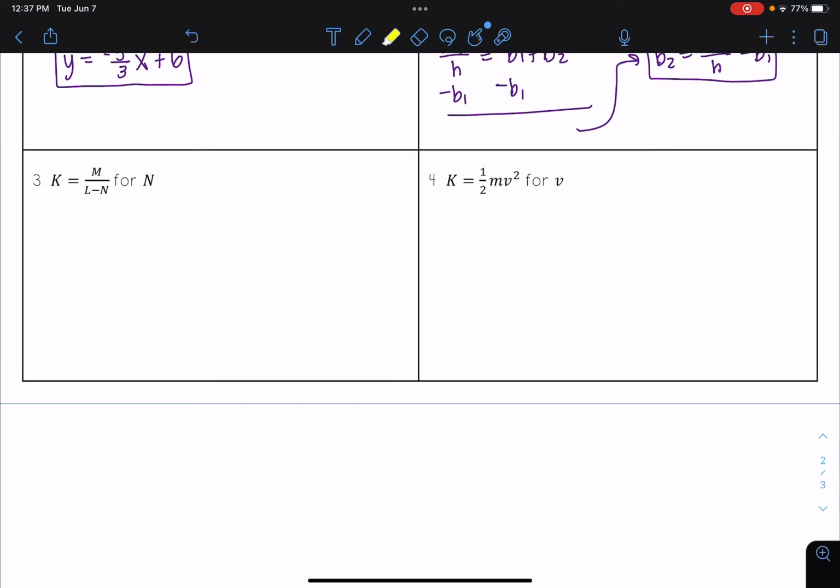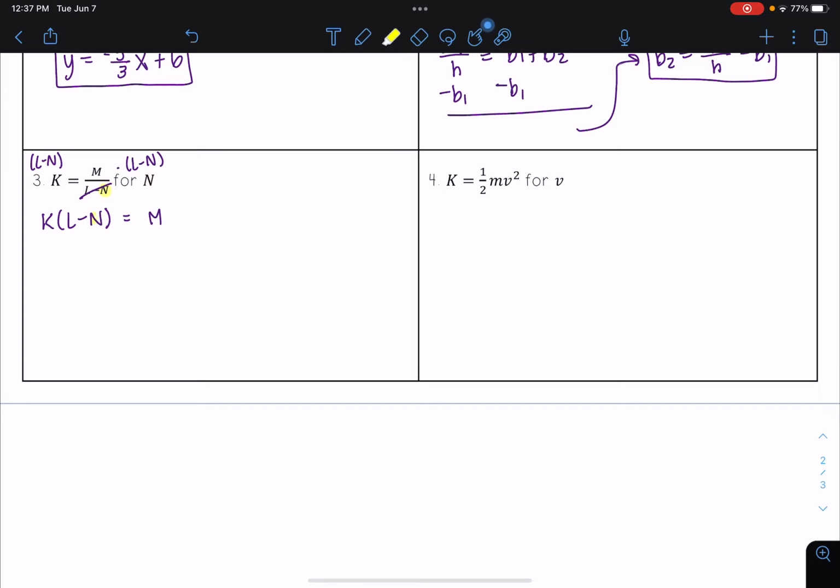Okay, now for this next one, I have k is equal to m over (L minus n), and I want to solve for n. Now n this time is actually in the denominator, so this one's going to look a little bit different when we're trying to isolate it. I can't multiply both sides by m to get rid of it. I really need n to get out from underneath the denominator. So to do that, I'm actually going to multiply both sides by L minus n first. That way it's no longer in the denominator. And so when I do that, I get k times (L minus n) is equal to m.